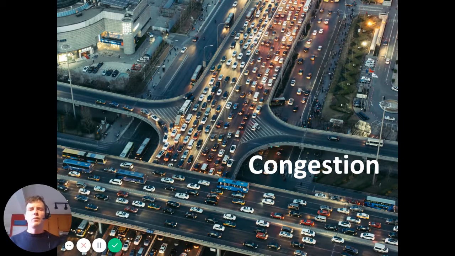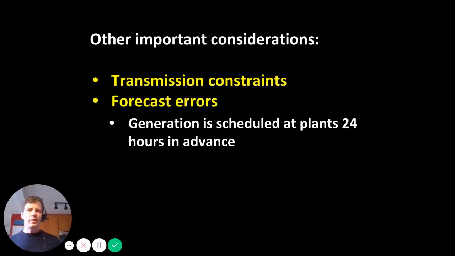The way to think about it would be that high voltage transmission lines have a certain amount of electricity that they can carry at one time. And we can exhaust the limits of what's possible to send. Just the way we can get traffic jams on highways with people in cars, we can get traffic jams or congestion on transmission lines that might prevent us from sending electricity to exactly the place that we want to send it. Another important consideration are forecast errors.